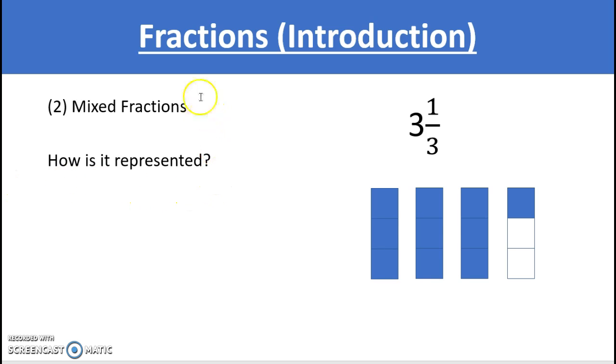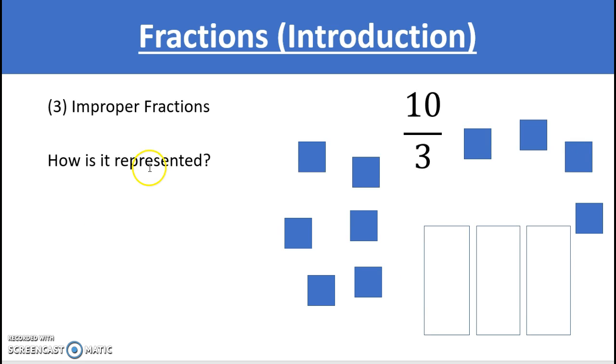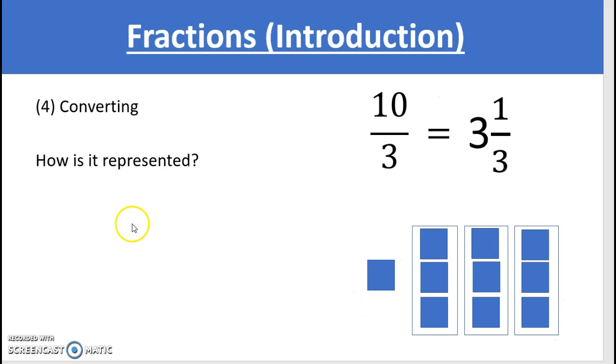So next thing is mixed fractions. Well, how is it represented? 3 and 1/3 really means there are 3 whole ones, and 1/3 means here. And for our improper fraction, realistically it's just 10 out of 3. Well, there's 10 of these guys, but there's only a certain amount of boxes that you can fit into. So I'm going to teach you how to actually convert between one to the other.